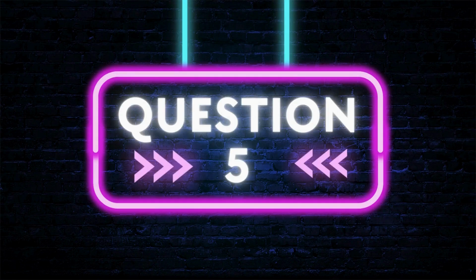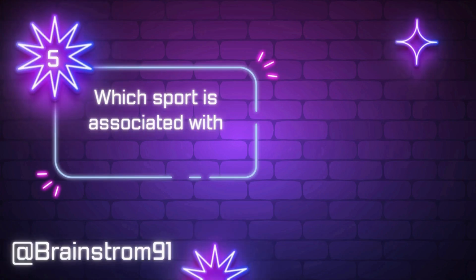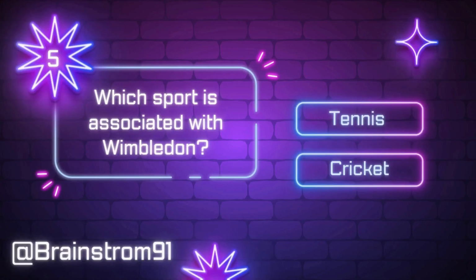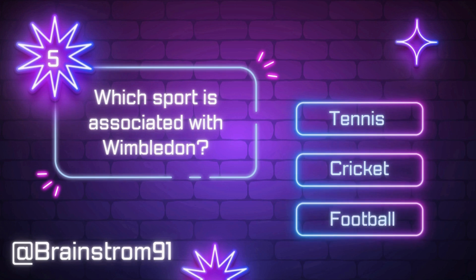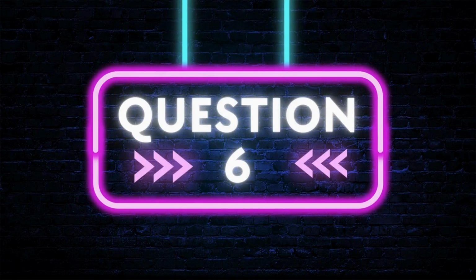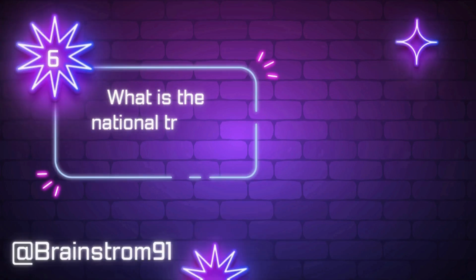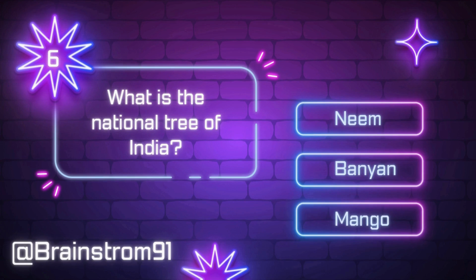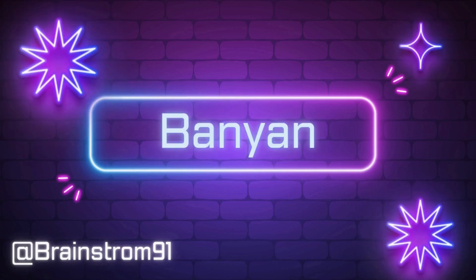Now, question 5. Which sport is associated with Wimbledon? Tennis, cricket, football. Answer: tennis. Here comes question 6. What is the national tree of India? Neem, banyan, mango. Answer: banyan.